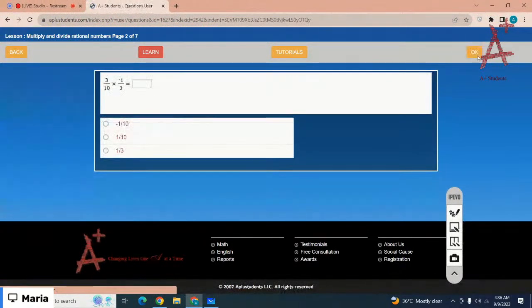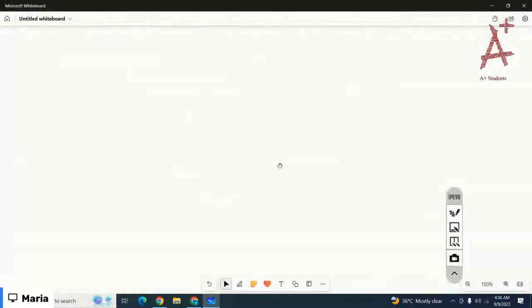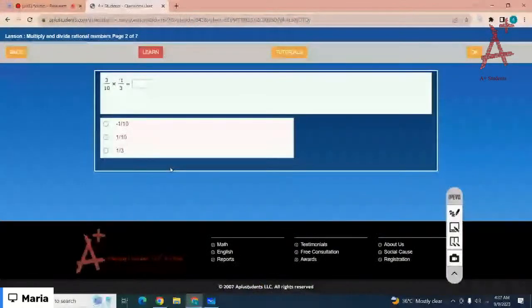The next one is 3 by 10 times negative 1 over 3. So which is the correct option? 3 over 10 times negative 1 over 3, right? So you can see they are in opposite sides, numerator and denominator. You can cancel out them. 3 times 1 is 3. You are left with 1 here. 1 over 10 times negative 1 over 1. So it would be negative 1 over 10. The correct option is negative 1 over 10.